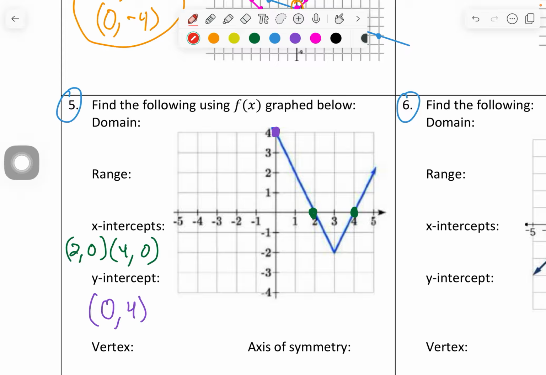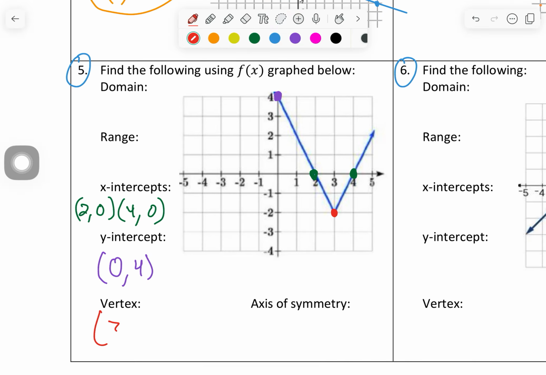And then the vertex is this one down here, and that is over 3, down 1, sorry, down 2, so 3, -2. Then you can do your axis of symmetry. It's always the x value of the vertex, so x equals 3. This is the same as this.